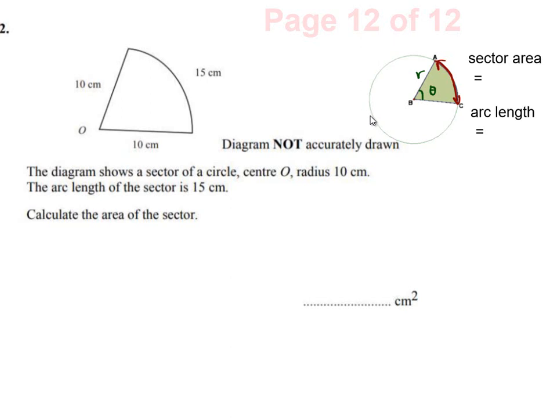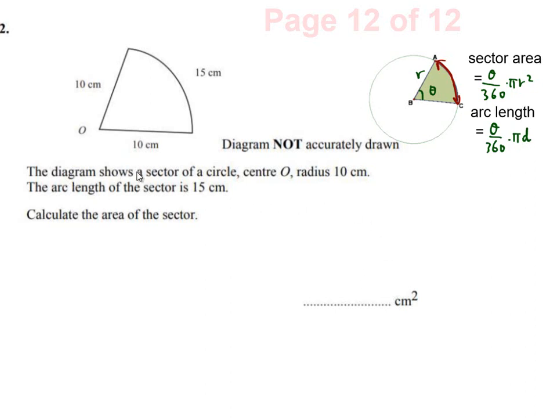Last question of your revision exercise. Two things you need to know. Sector area, from the last question, we know must be theta over 360 multiplied by pi r squared. And the arc length is theta over 360 multiplied by pi d. D is the diameter. Let's look at this question.